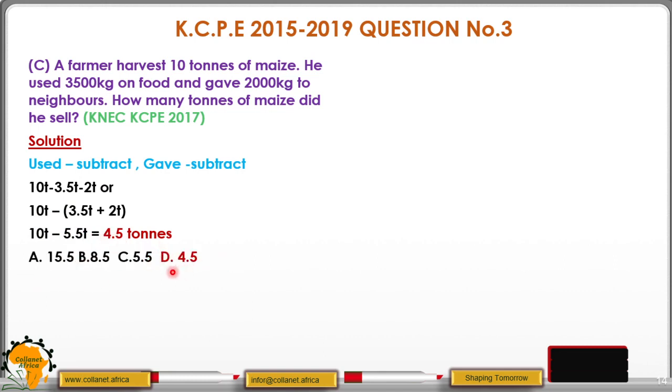So our choice, or the answer, is 4.5, choice D. What is the value of this?